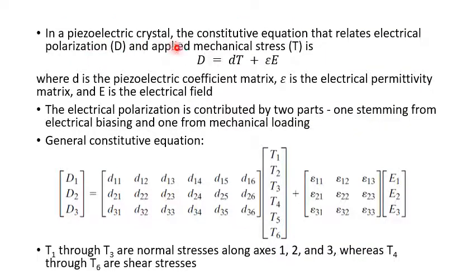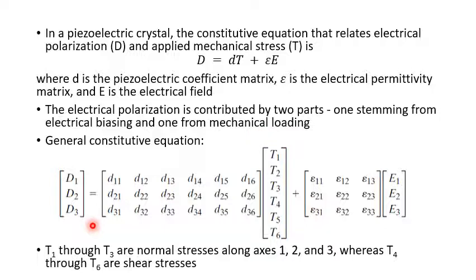In a piezoelectric crystal, the equation that relates electrical polarization D with the applied mechanical stress T is given by D = dT + εE, where d represents the piezoelectric coefficient matrix, T represents the mechanical stress, ε represents the electrical permittivity, and E represents the electrical field. So you can see that the electrical polarization has two parts, one arising from the electrical biasing and the other one due to mechanical loading.